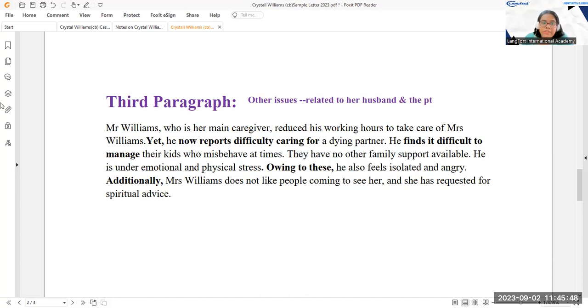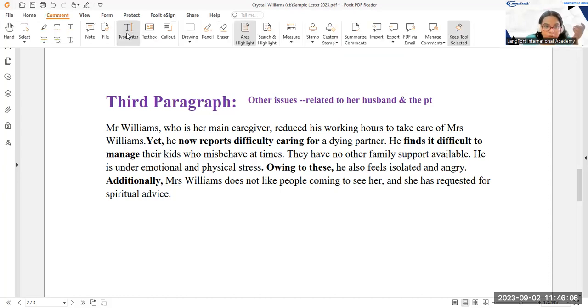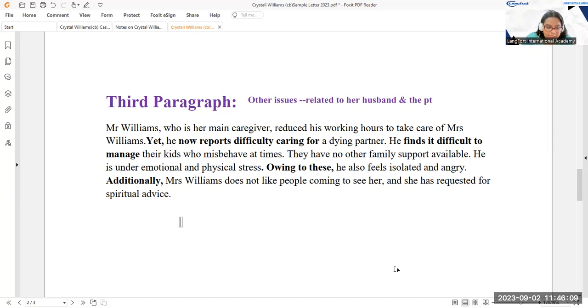Let me stop you there. One second, Smita. So I started with the husband's problem. I said that Mr. Williams, who is her main caregiver, so he is her main caregiver. What did he do? He reduced his working hours to take care of his wife. So even though he did that, instead of "yet," you can use "however," "in spite of," "but," or "despite that," he now reports difficulty caring for a partner.